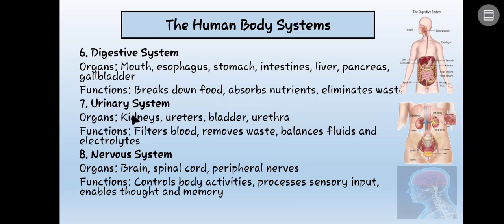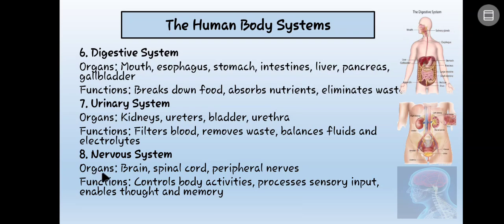The urinary system. The organs of the urinary system are the kidneys, the ureters, the bladder, and the urethra. The functions of the urinary system are to filter blood, remove waste, and balance fluids and electrolytes in the body.